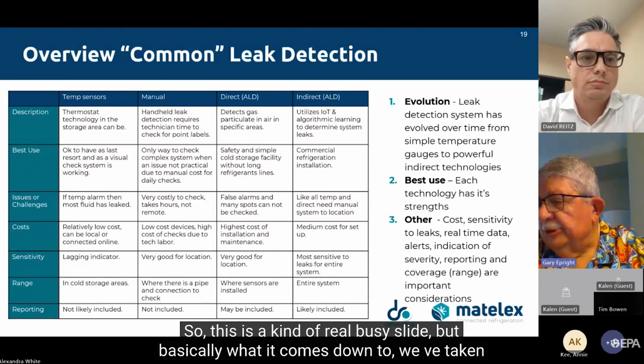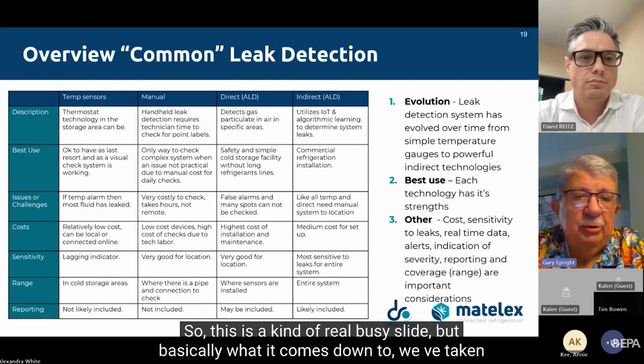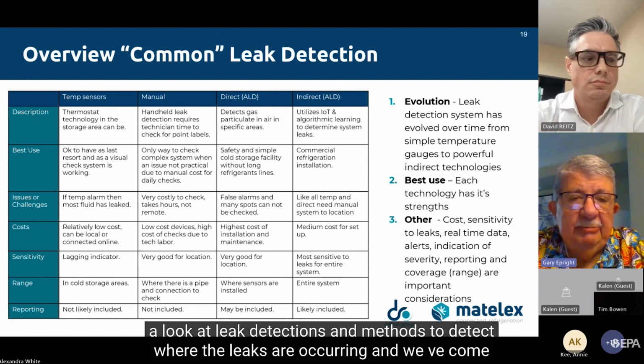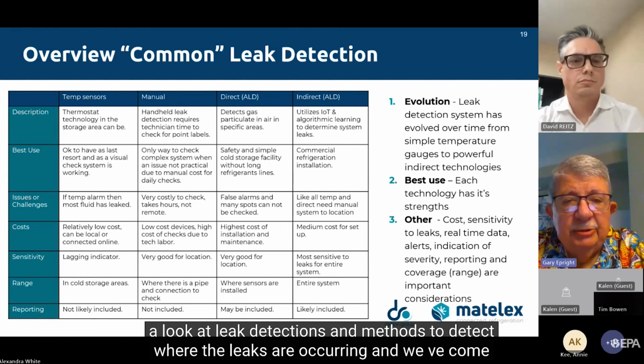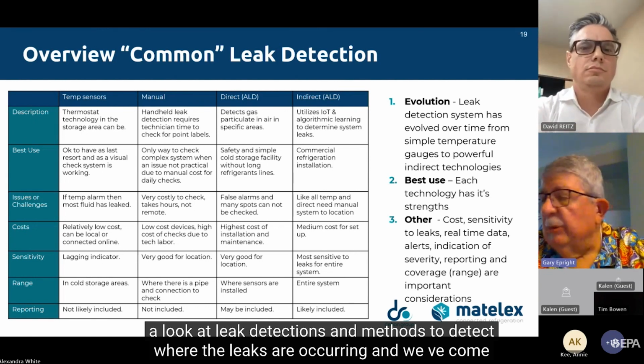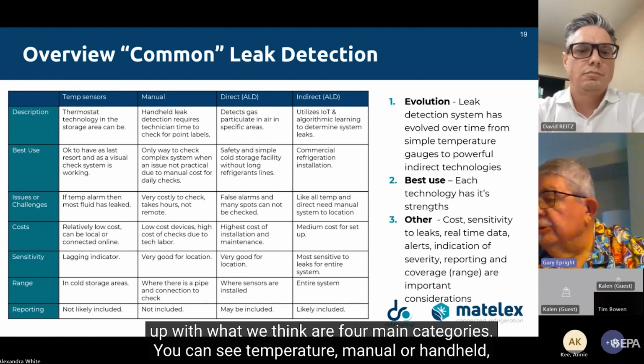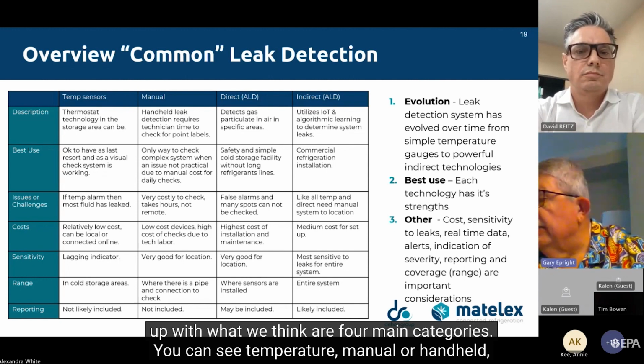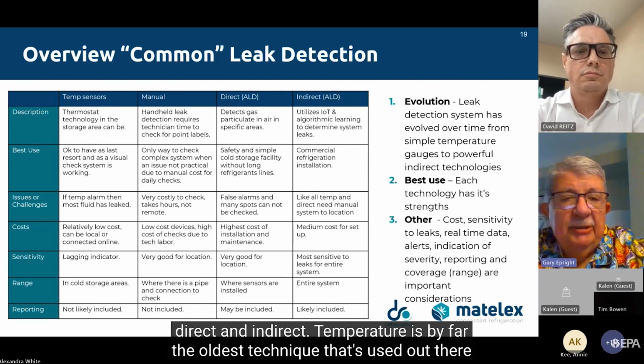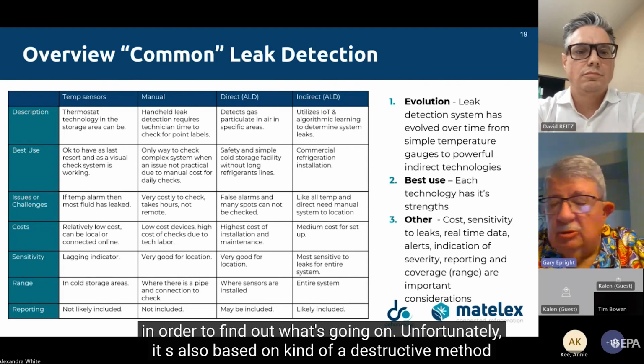So this is a kind of real busy slide, but basically what it comes down to, we've taken a look at leak detections and methods to detect where the leaks are occurring, and we've come up with what we think are four main categories. You can see temperature, manual or handheld, direct, and indirect. Temperature is by far the oldest technique that's used out there in order to find out what's going on.